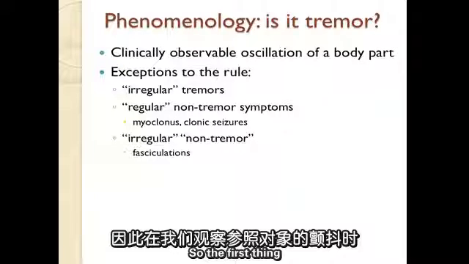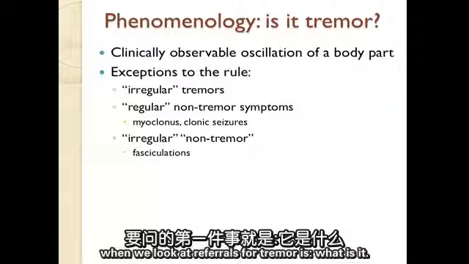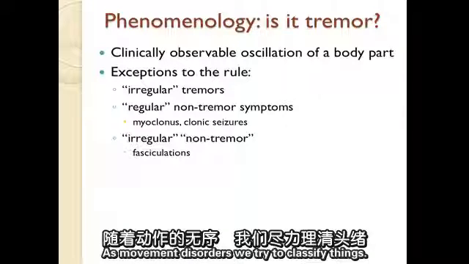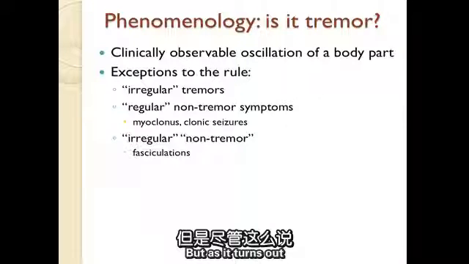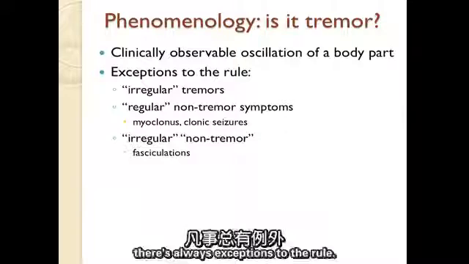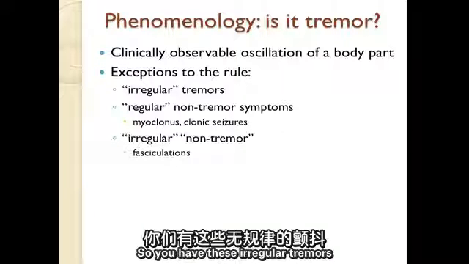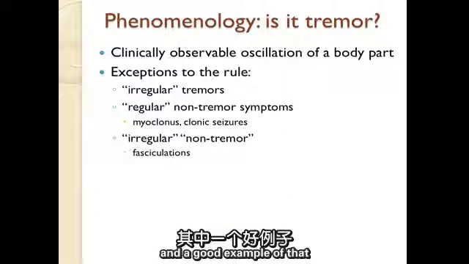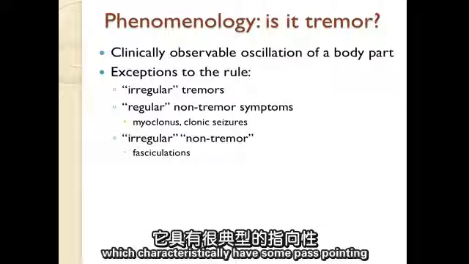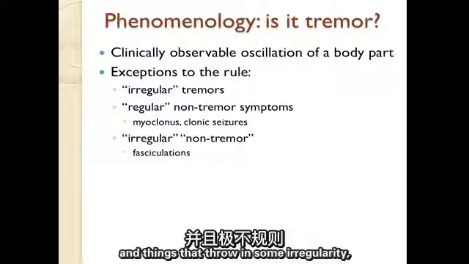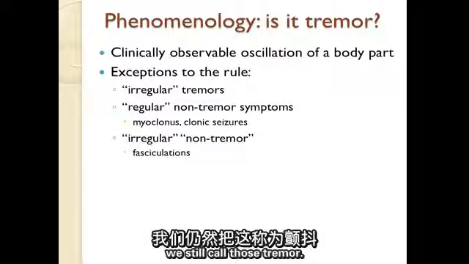So the first thing when we look at referrals for tremor is, what is it? As movement disorder specialists, we try to classify things. Tremor is this oscillation of a body part, but as it turns out, there's always exceptions to the rules. So you have these irregular tremors, and a good example of that is cerebellar associated tremors, which characteristically have some pass pointing and things that throw in some irregularity. We still call those tremor.